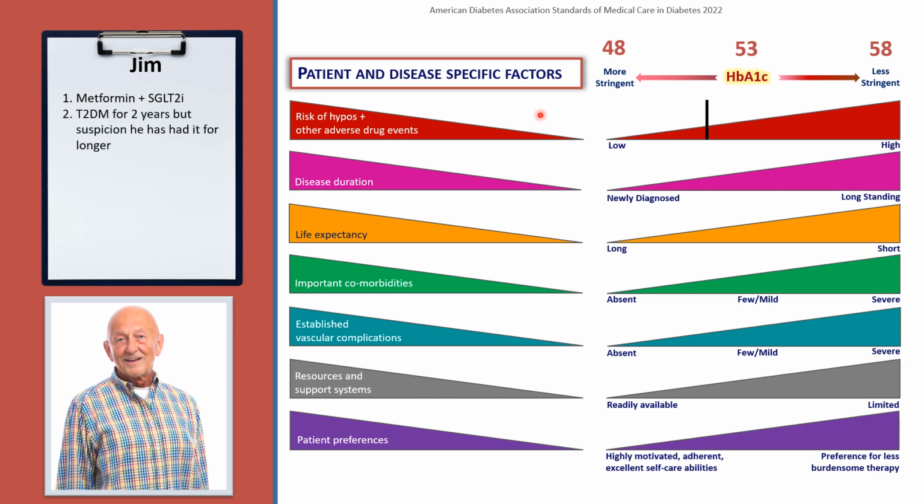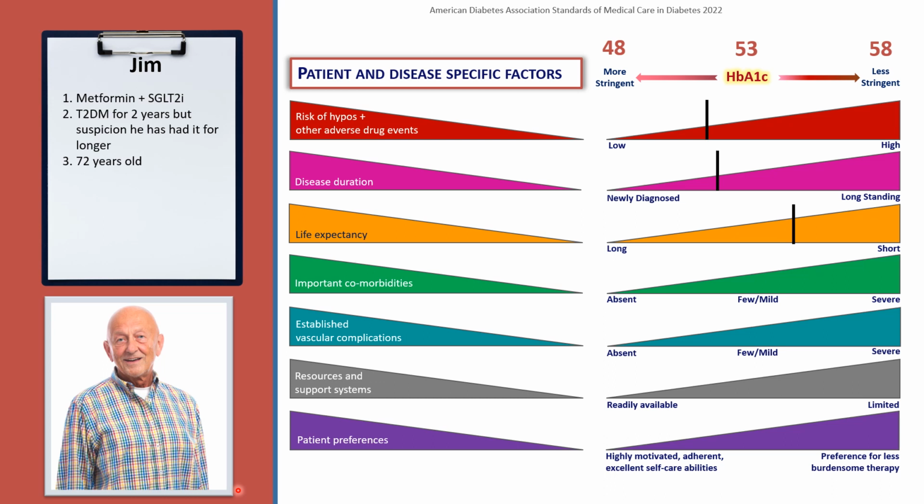Next bit, well, Jim has had it for 2 years. However, when we had a root through his records, there's a big suspicion that he's had it quite a bit longer, but it wasn't diagnosed. So let's get our little clapometer marker back up again and let's fire that up there. I think that's about fair enough. Okay, life expectancy, well, is 72. So I think we're going to probably go up there a little bit.